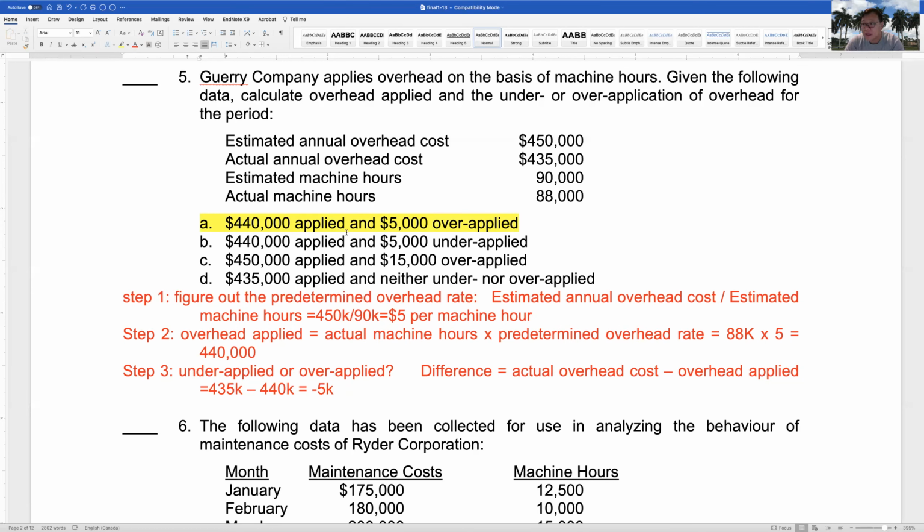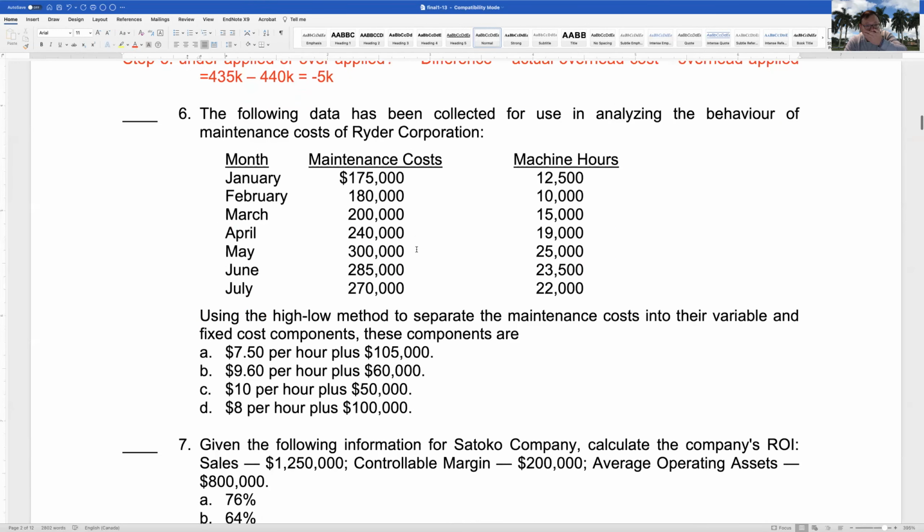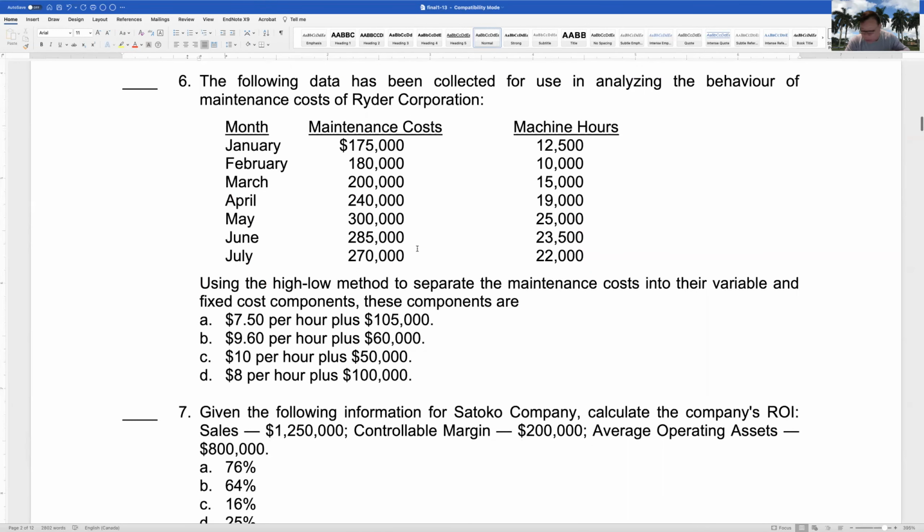Okay, so the answer is A, right? This is how much is applied, 440,000. And it's actually $5,000 over applied. So that's this question. Question six.